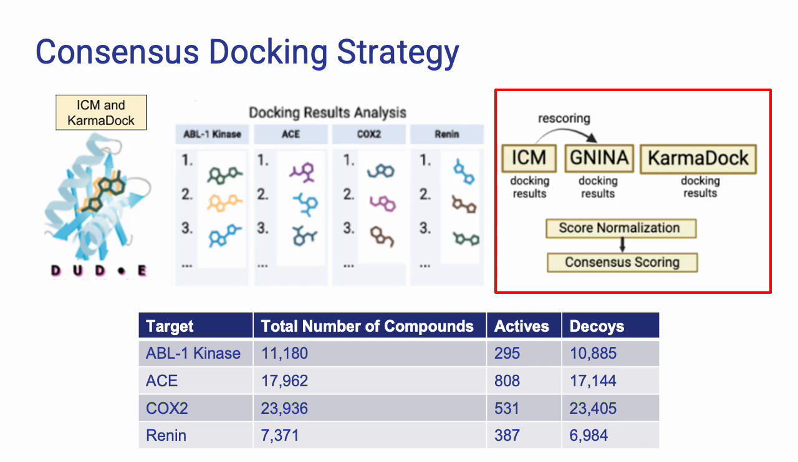After obtaining docking results from ICM, NINA, and KarmaDoc individually, scores were normalized using min-max normalization to generate consensus scores. We analyzed the raw curves and enrichment factors for the top 1,000 and top 5,000 ligands across the different combinations of the three programs. This includes ICM and NINA, ICM and KarmaDoc, NINA and KarmaDoc, and all three combined.